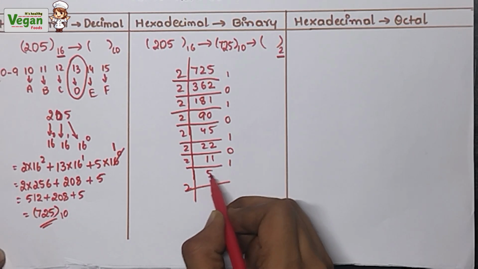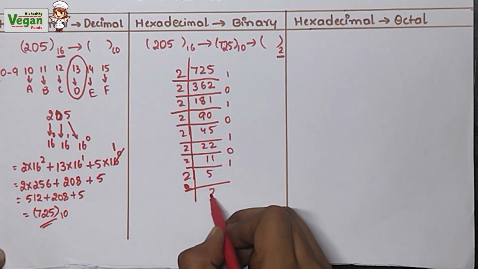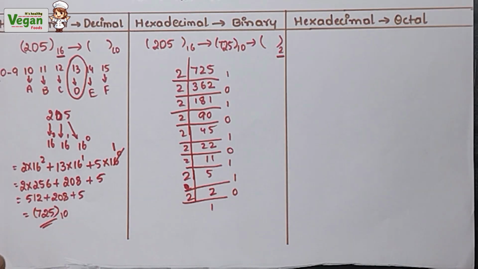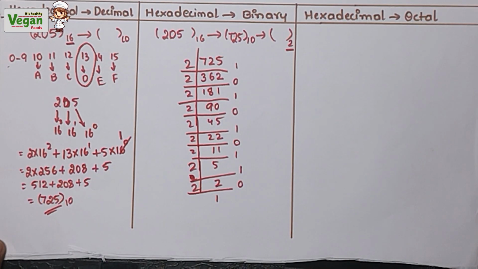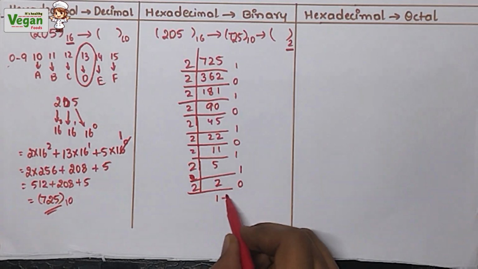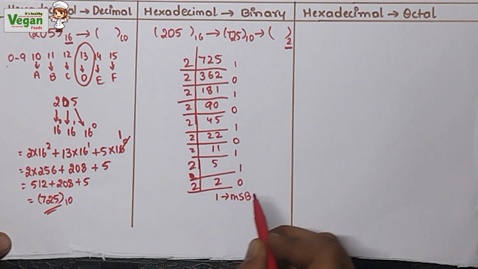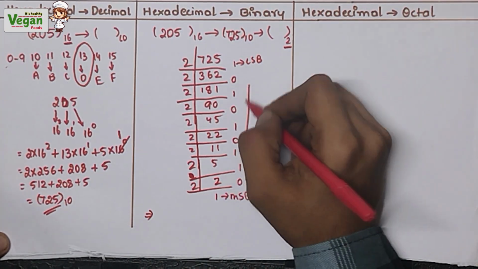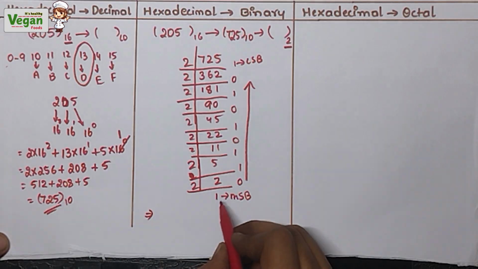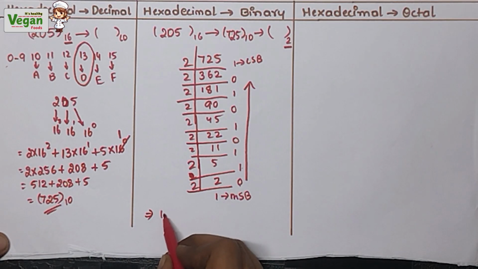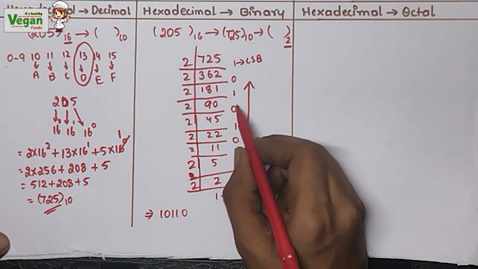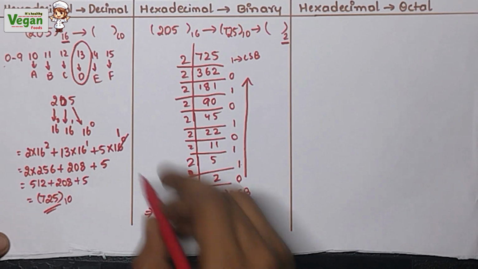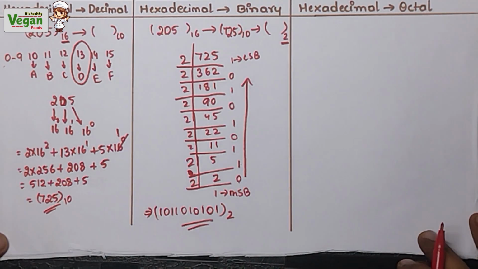Next, 2 2s are 4, remainder is 1. Next, 2 1s are 2, remainder is 0. Further, I cannot divide 1 using 2, so I will stop the process right here. This will be the most significant bit and this will be the least significant bit. So how can we write? Write from the most significant bit towards the least significant bit: 1 0 1 1 0 1 0 1 0 1. So this is the conversion of the given hexadecimal value to a binary value.